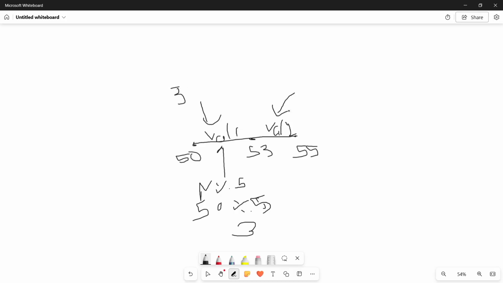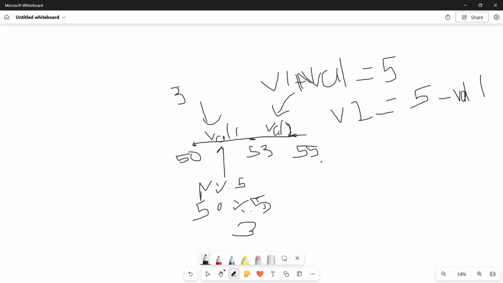And for the value 2 distance, we just have to do this: N minus value 1 plus value 2 is equal to 5, since 50 plus 5 gives 55. So value 2 is equal to 5 minus value 1. Here you can understand the idea of how it will work. If you haven't tried this question, try with this intuition. Sorry for the bad handwriting, but I am just trying out this whiteboard.